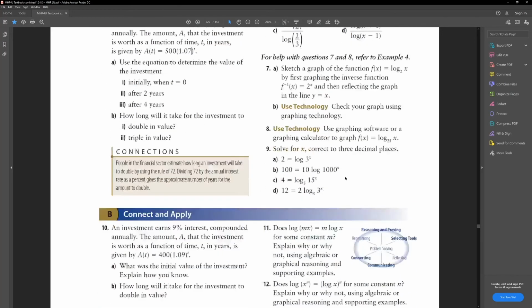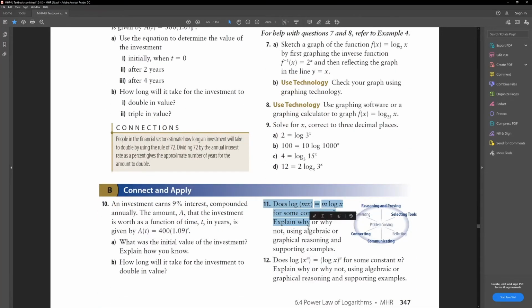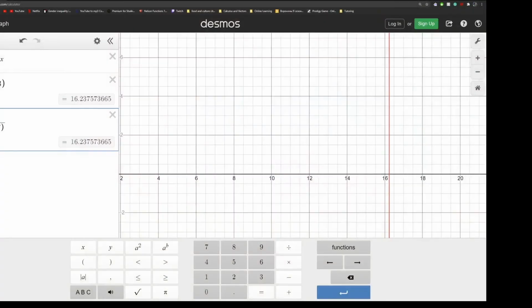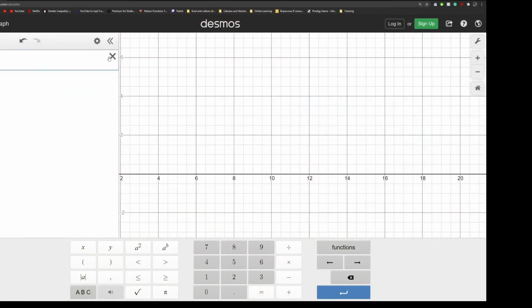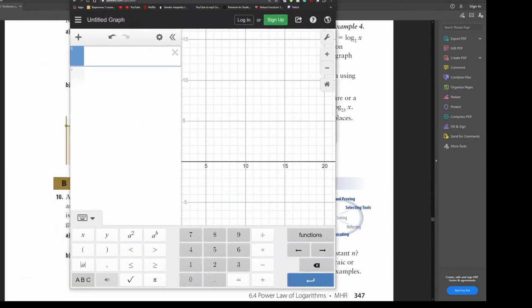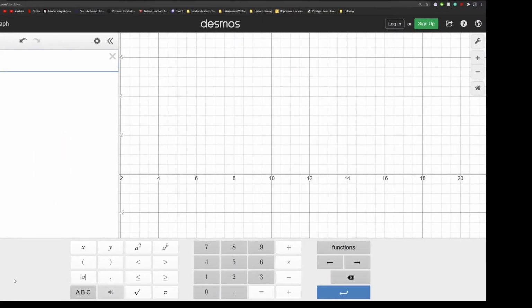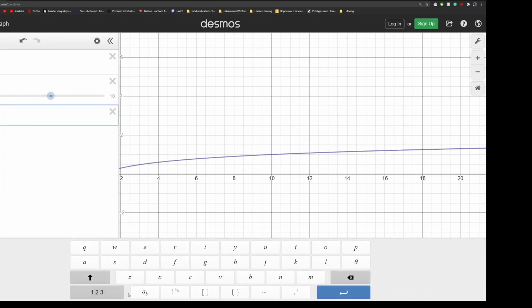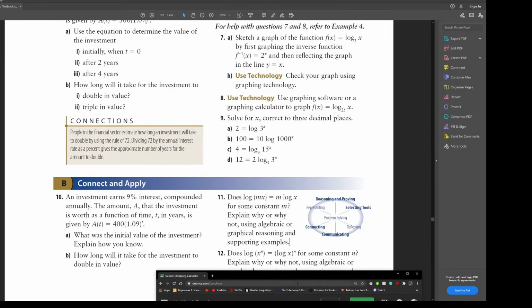Then we're skipping all the way to question 11. It's asking us, does log of m of x and m log of x equal for some constant m? Explain why or why not, use algebraic and graphical reasoning, and support using examples. Well, immediately we can solve this question by just plugging these two equations into a calculator. So what did we have? Log of x to the power of n. Next, it's telling us m log of x.